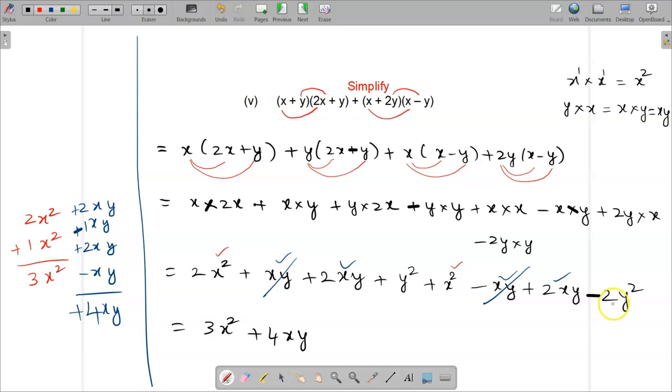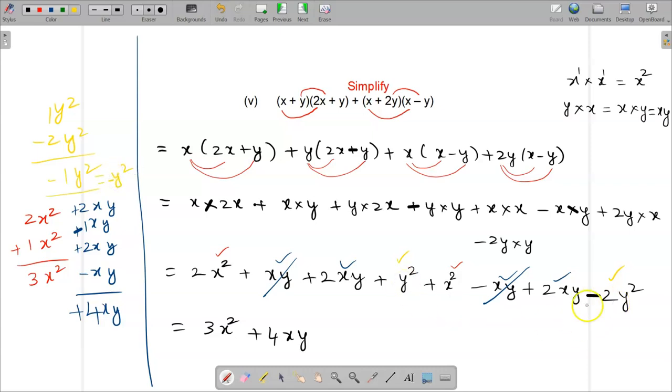y square and minus 2y square. So when you have this term, y square and minus 2y square, y square is plus 1 and minus 2y square. Generally we will write y square as it is, and with different signs we have to subtract. So 2 minus 1 it is what? 1. The bigger number's sign is what? Minus. So it is minus 1y square, which is nothing but minus y square.